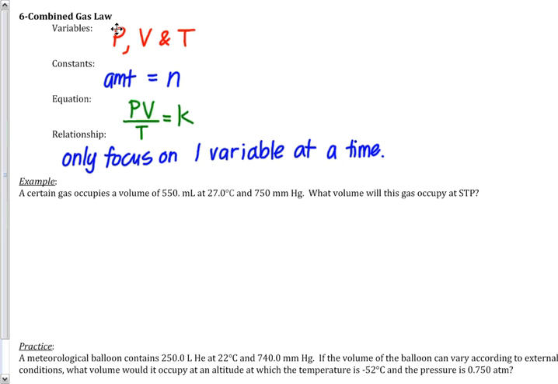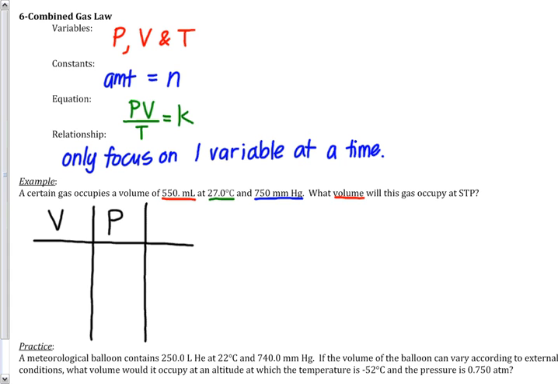If you look at the example problem, it tells you that a certain gas occupies a volume of 550 milliliters at a temperature of 27 degrees Celsius and a pressure of 750 millimeters of mercury. The question is saying, what volume will it occupy at STP, standard temperature and pressure? So if you notice, the volume is going to change, so is the pressure, and so is the temperature. So you're going to make a chart. It doesn't matter what order you put the variables in, but you're going to have all three of them listed because all three of them are changing.